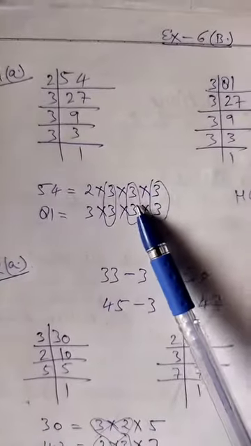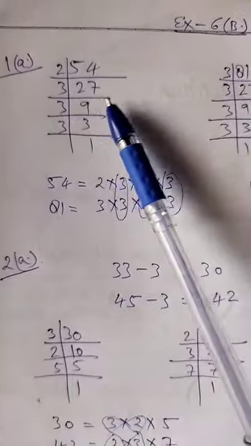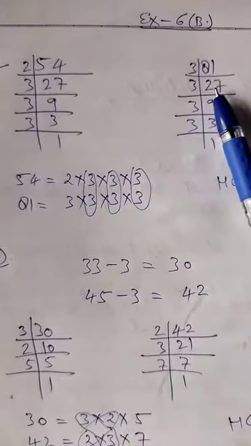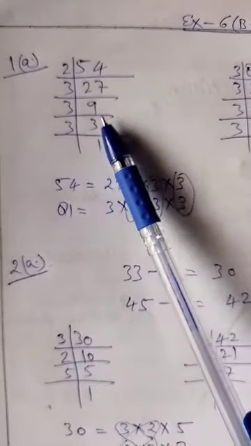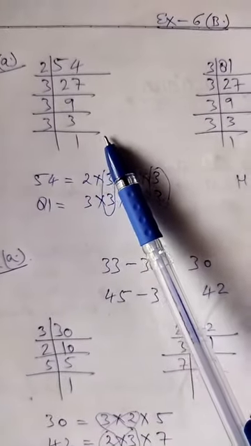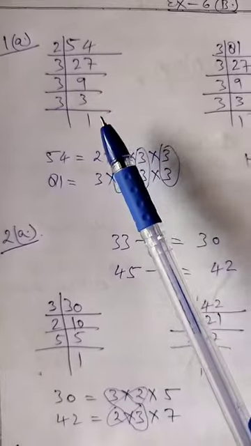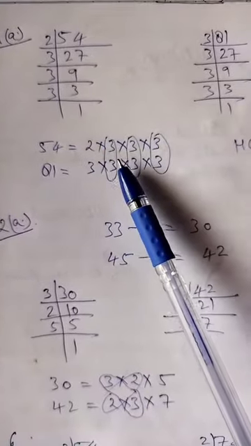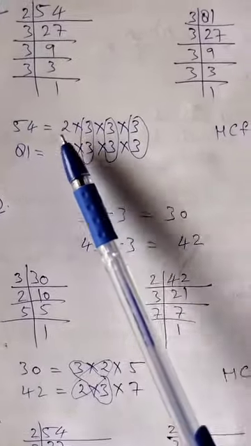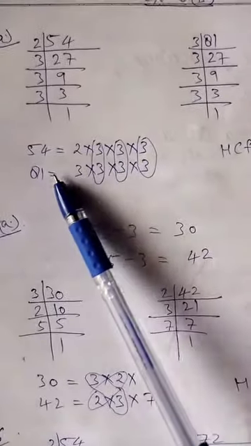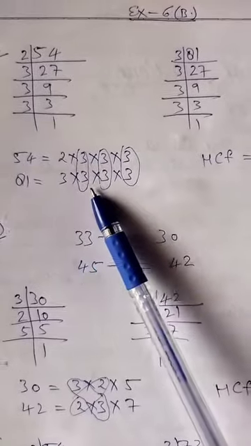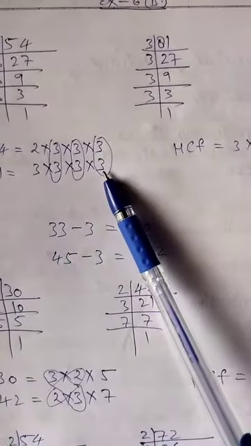So this is the way how you will find the HCF. The numbers are 54 and 81. First of all, you will do the factors of both the numbers. Then you will write down the factors in multiplication form. So the factors of 54 are 2 into 3 into 3 into 3, and the factors of 81 are 3 into 3 into 3 into 3.